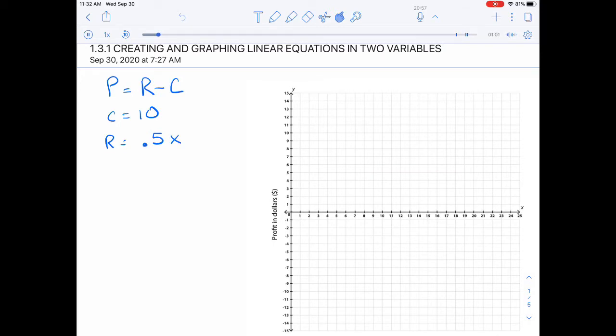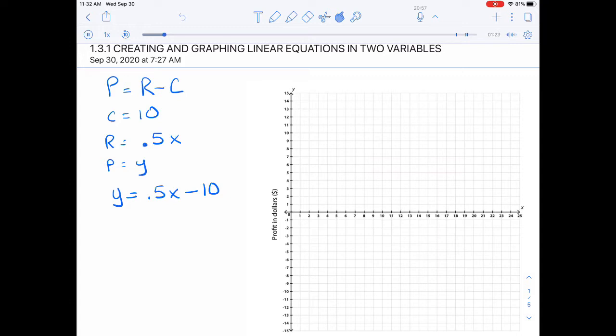Let's substitute that back in for profit, and we can use y for profit. So let's use profit is equal to y on our axis. So we have y is equal to 0.5x minus the initial cost of $10.